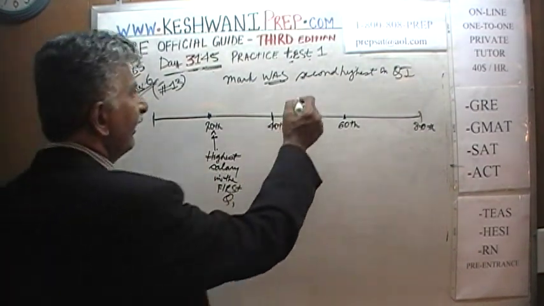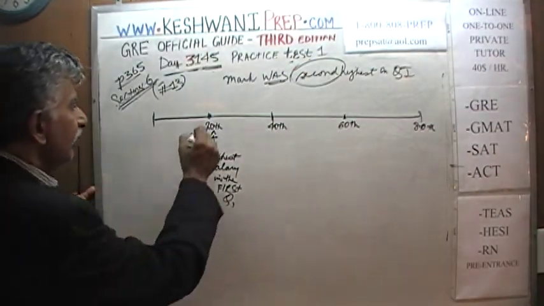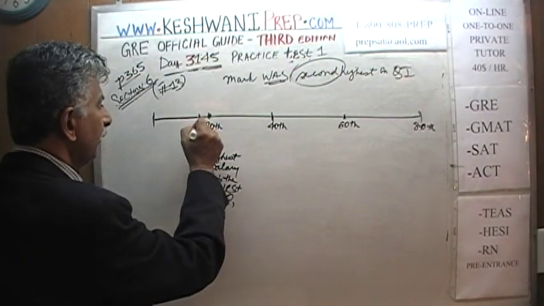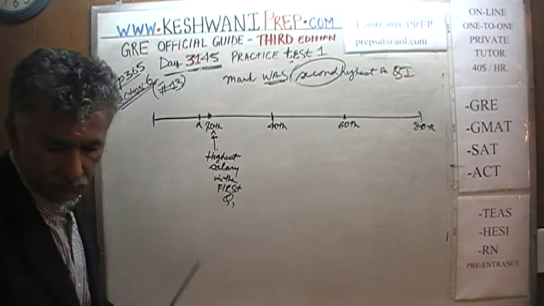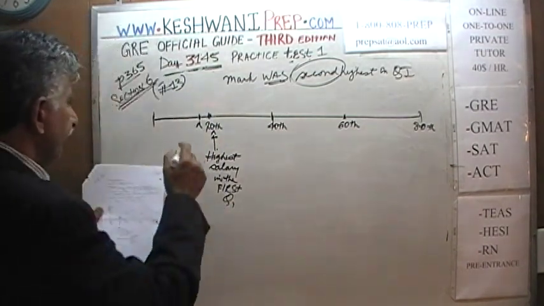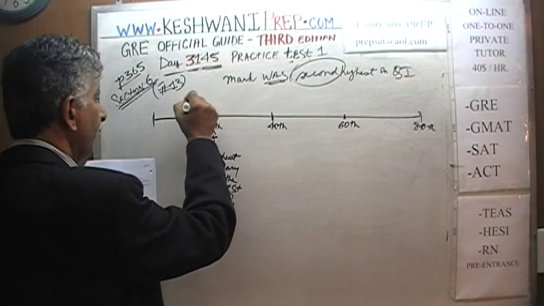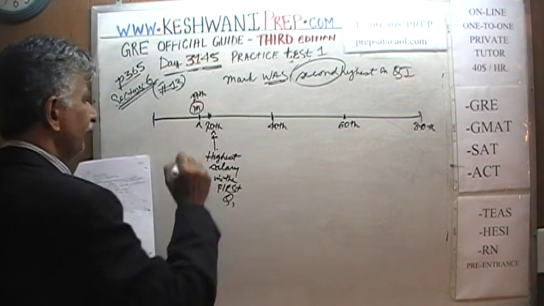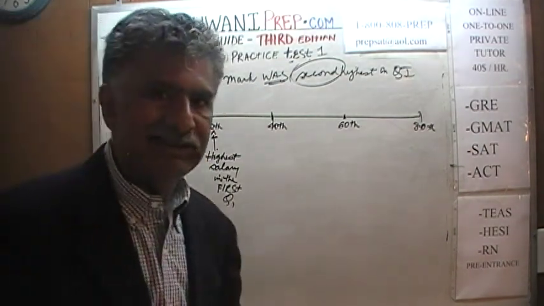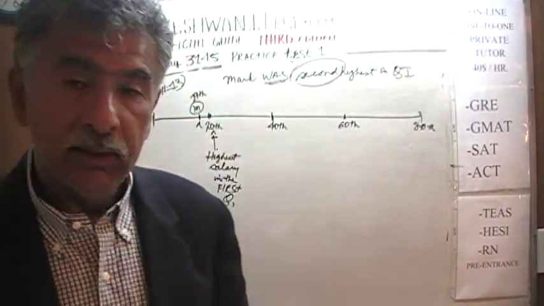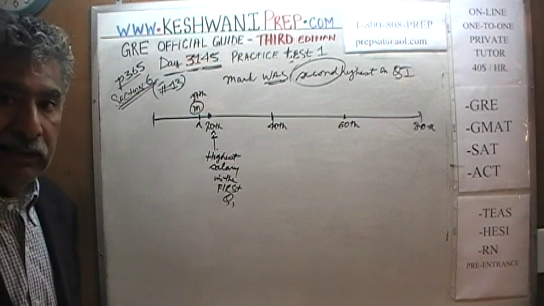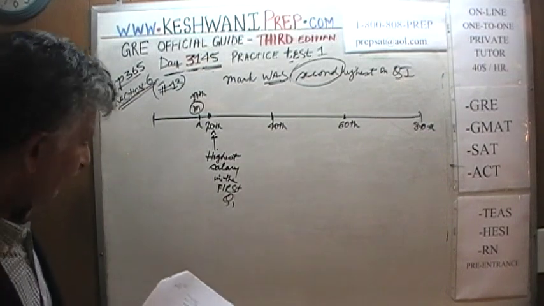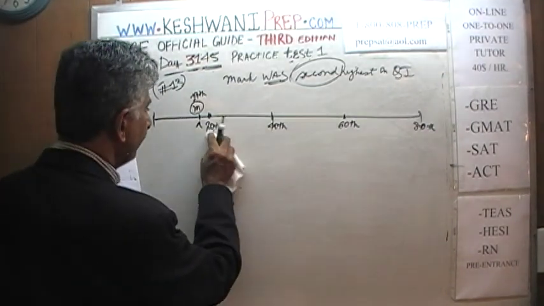Mark was the second highest, which means Mark was right here. This is our guy. He was the 19th. He had the 19th highest salary in the firm, making him the second highest in the first quartile. You with me so far? Okay. Let's introduce the 8 new employees and let's see what happens.